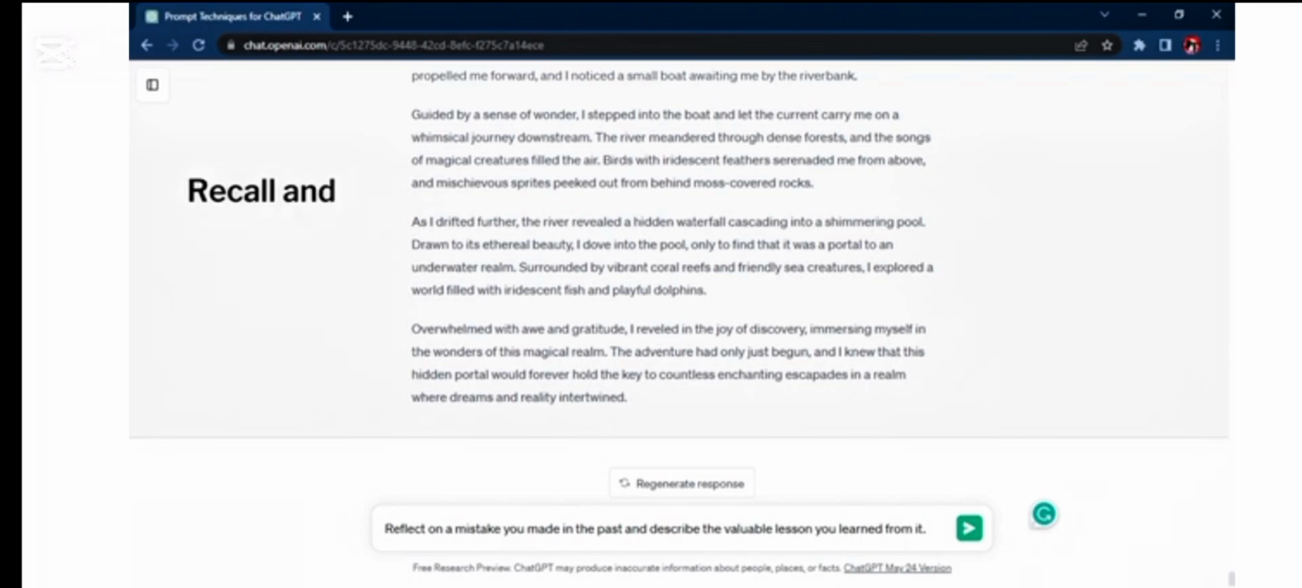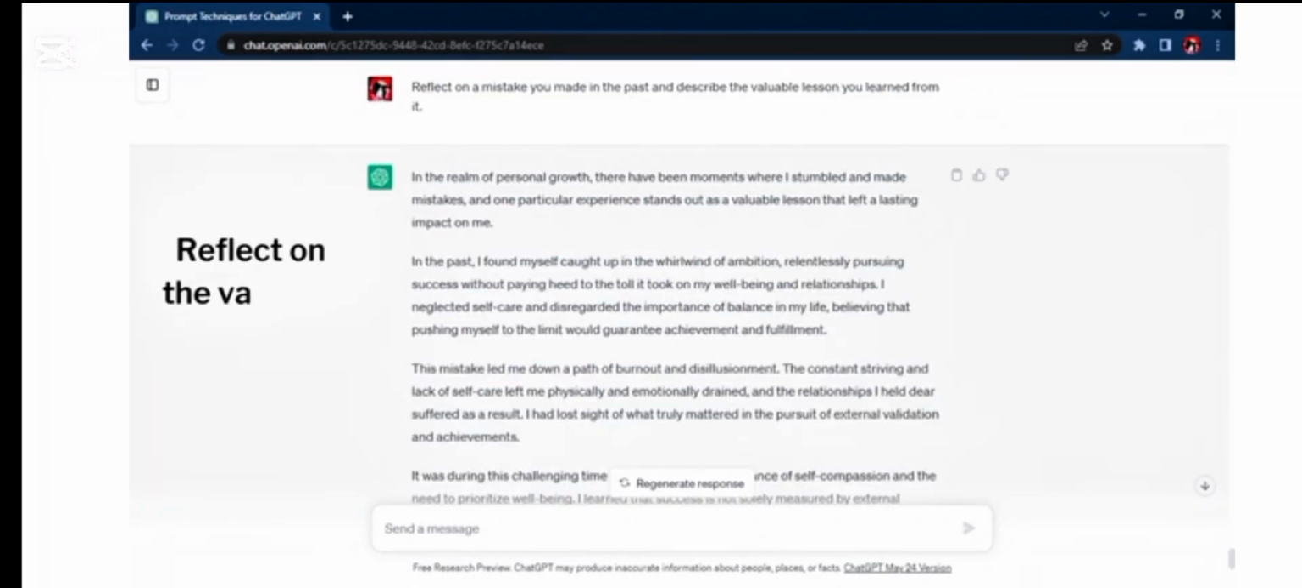This prompt encourages personal reflection by asking ChatGPT to recall and describe a mistake made in the past. It then prompts ChatGPT to reflect on the valuable lesson it learned from that experience. This type of prompt invites ChatGPT to engage in introspection, recall specific memories, and share personal insights and growth, fostering a deeper connection with the conversation.